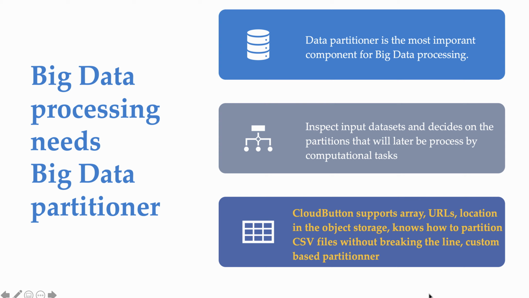So we show some of the features of the Cloud Button Toolkit. We can't talk about all of them in this presentation. We're limited in time, but the most important one is the big data partitioner. It's actually the core of any big data engine that needs to deal with large amounts of data, because if you have large amounts of data, you need to figure out how to partition it correctly, so there will be parallel invocations, parallel executions, parallel data processing of these input data sets.